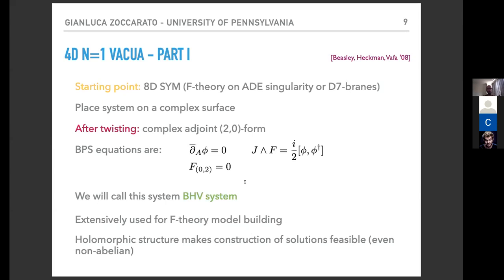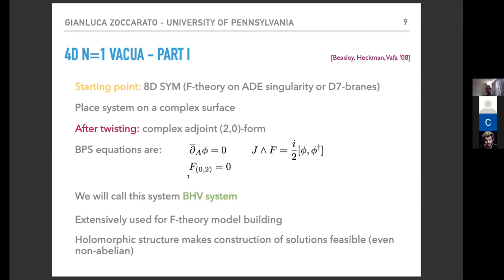The next case is 4D N=1 vacua. So there are two main branches that we want to discuss. The first one is pretty famous. It can be obtained starting from 8D super Yang-Mills. You have either F-theory on an ADE singularity or a stack of seven-branes. And we want to compactify it on a complex surface. So you can perform a topological twist that gives a complex adjoint (2,0) form. So the Higgs field becomes a (2,0) form, which is fixed to be holomorphic by the BPS equations. The bundle itself has to be a holomorphic bundle, so the (0,2) part of the curvature has to be zero.